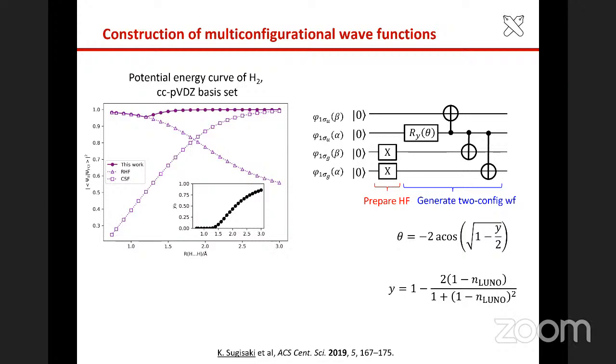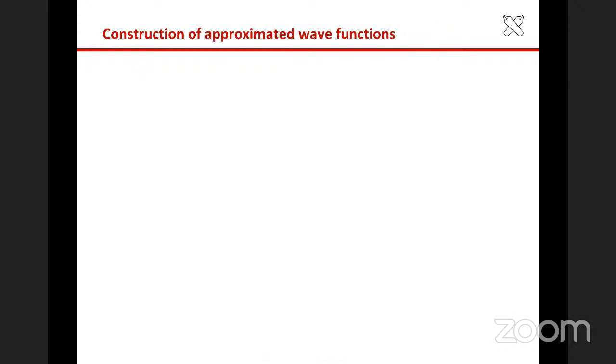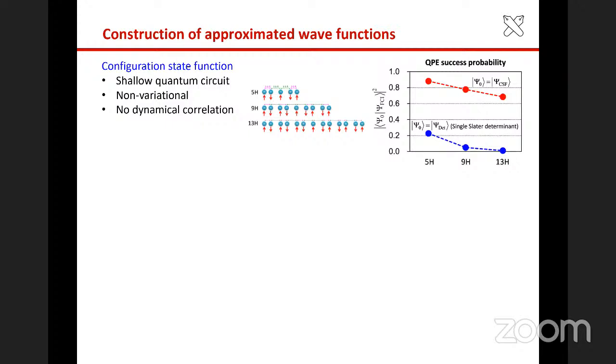But anyway, the important thing is that by using this kind of multi-configuration wave function, we can generate an approximate wave function having a much larger overlap with the exact ground state than the Hartree-Fock single configuration wave function. Basically there are many approaches to construct an approximate wave function. First, I talk about the multi-configuration wave function. The circuit depth to prepare a multi-configuration wave function is usually very shallow.